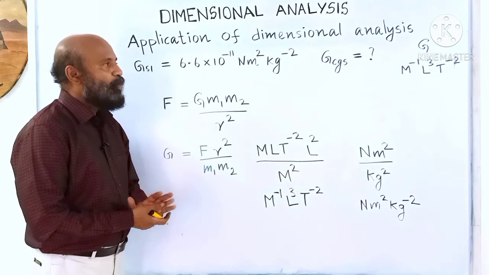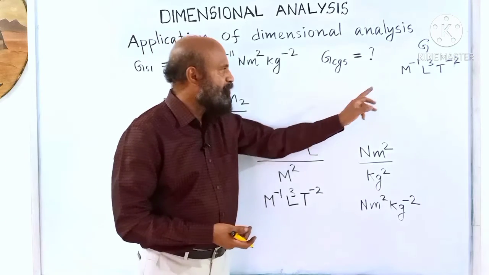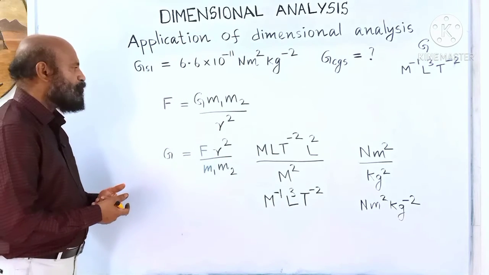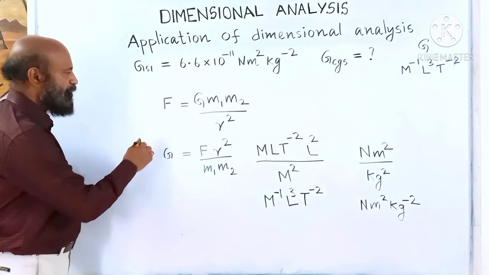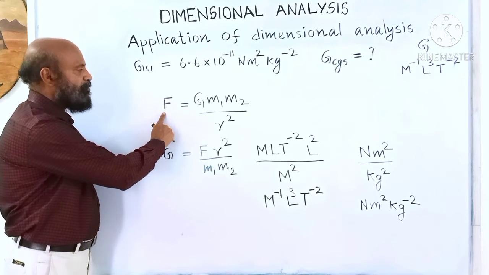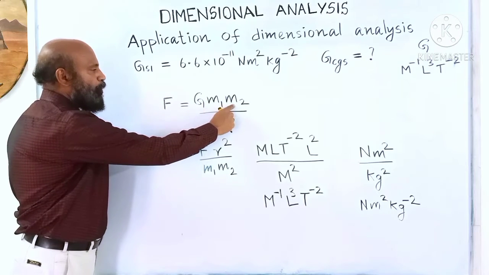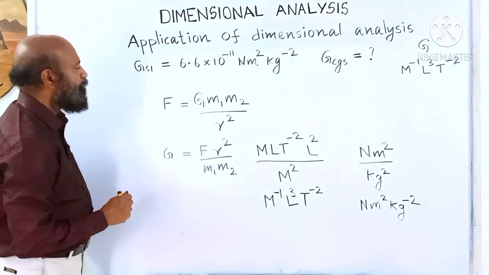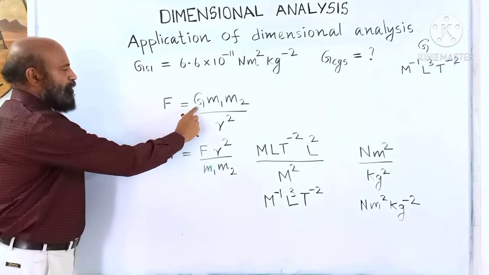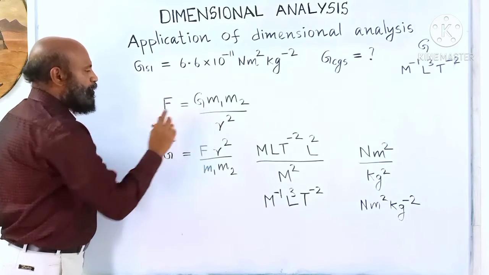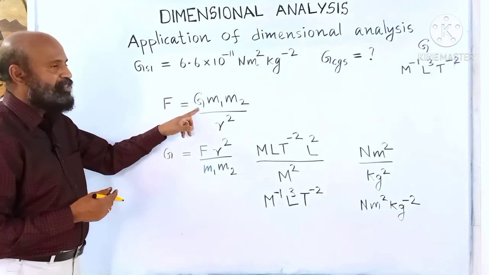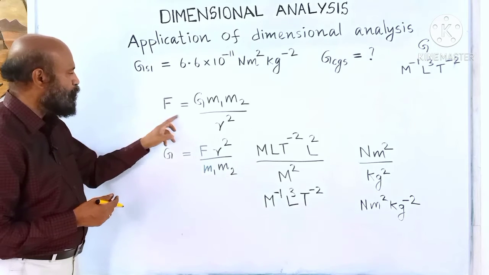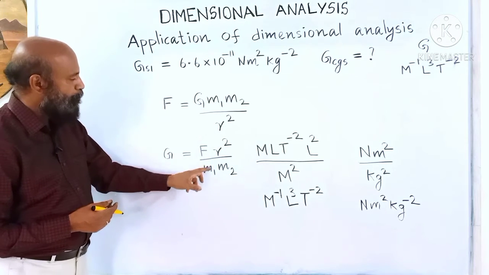For that, you should know the dimension of the gravitational constant. That I will explain first. According to Newton's universal law of gravitation, the force between two masses is directly proportional to the product of the masses and inversely proportional to the square of the distance. So it can be written like that, F is equal to G m1 m2 by r square, where G is the gravitational constant. If you rearrange, you can get G is equal to F r square divided by m1 into m2.